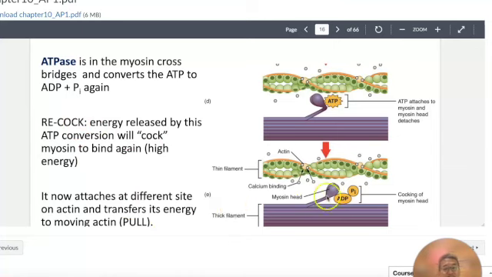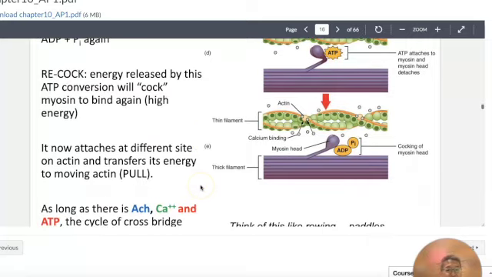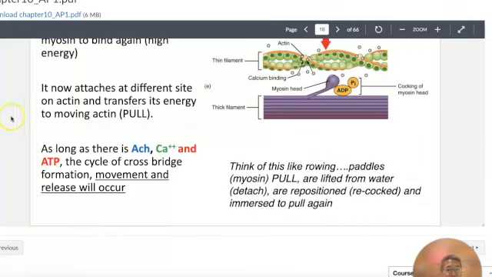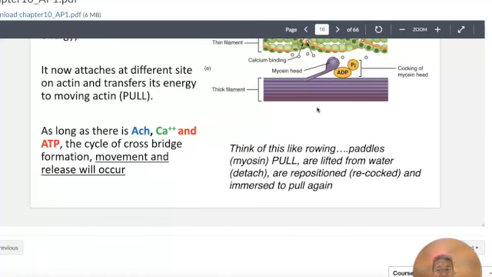Now, of course, in this incident, you need to shorten again. So this is called recocking. As long as there's acetylcholine, calcium, and ATP, it will occur. This cross-bridging will occur. Okay, this power stroke cross-bridging.